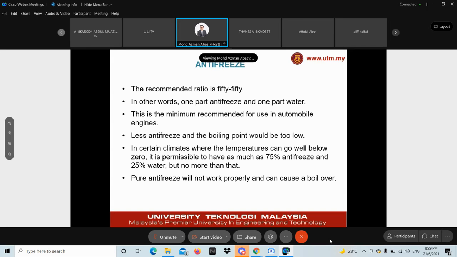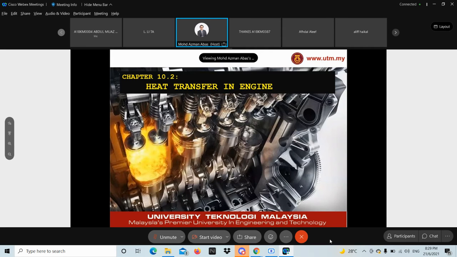Okay, that's pretty much just the fundamentals of the cooling system, roughly. Are you all okay? Is there any question you want to ask before we move on to heat transfer in the engine?